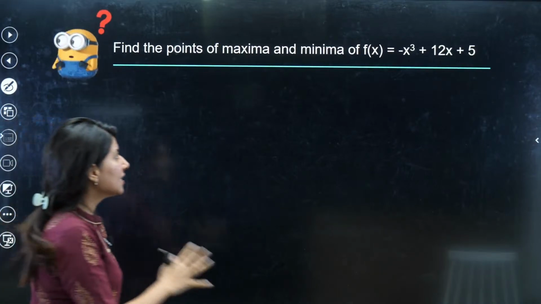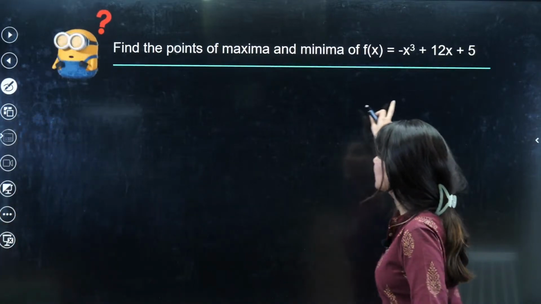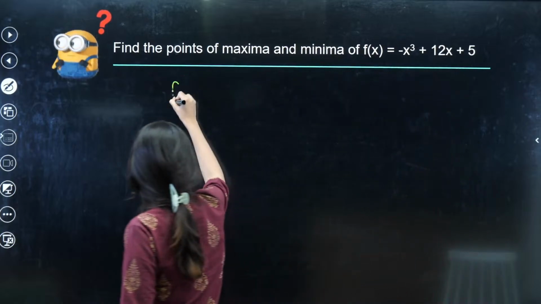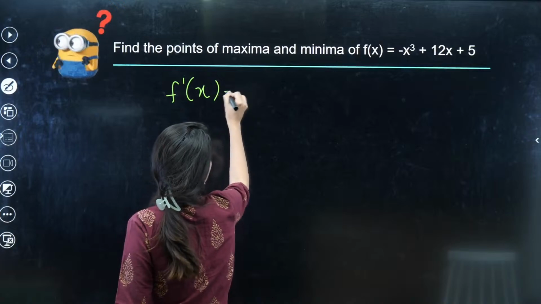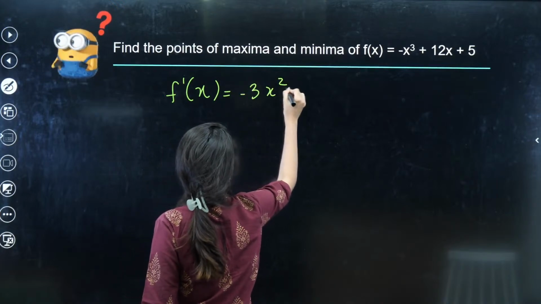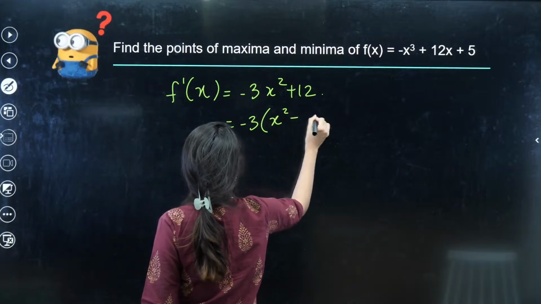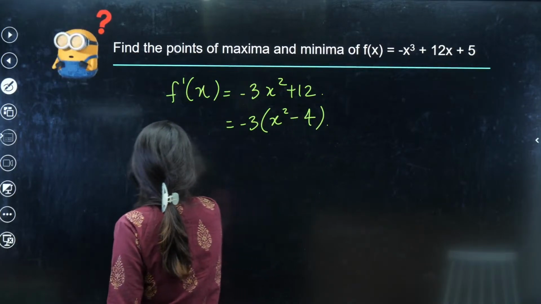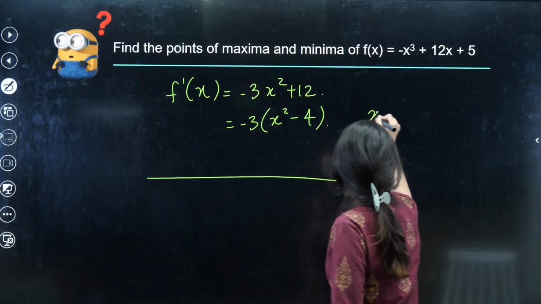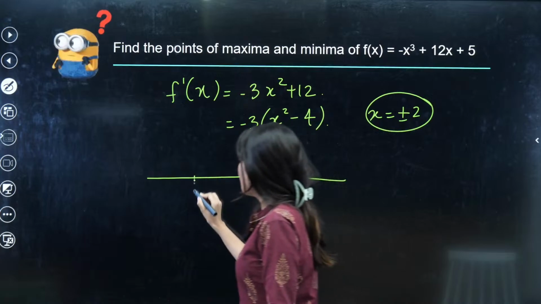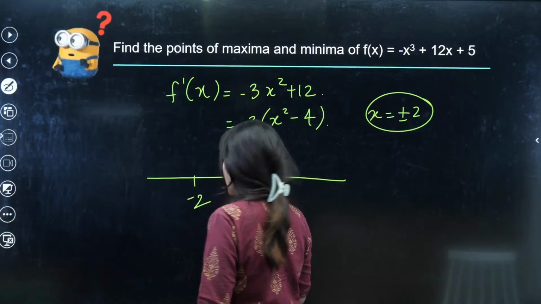Okay. So let's understand the whole concept with the help of this question. Maxima and minima, this is your f x. So f x is given, f dash x is minus 3x square plus 12. If I take minus 3 common, x square minus 4, which is x plus 2, x minus 2 clearly. So x equals plus minus 2 are the critical points. So minus 2 and plus 2 are critical points.